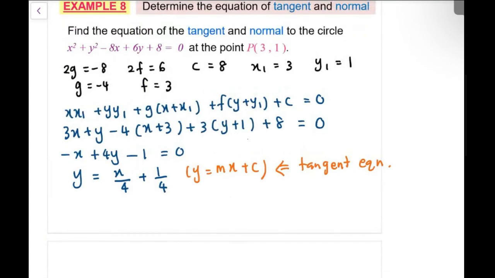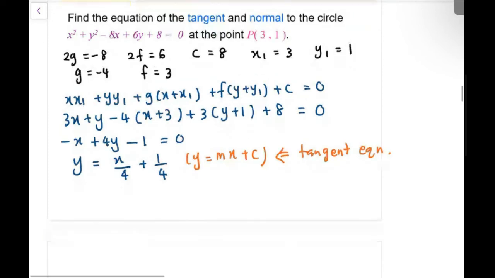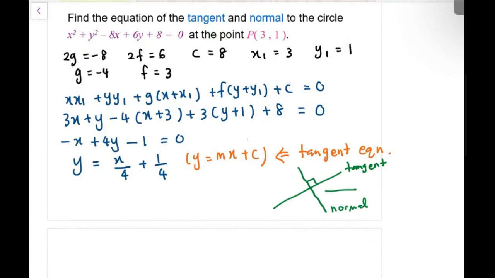Now, we have to find the normal equation to a circle. Alright, so we first must understand the connection between tangent and normal. You already learned this before. Basically, if we have a straight line called tangent, perpendicular to it would be the normal equation. So what's the connection between these two? If we multiply up our gradients, I use the notation m here as gradient, the gradient of tangent multiplied by the gradient of normal would be negative 1.